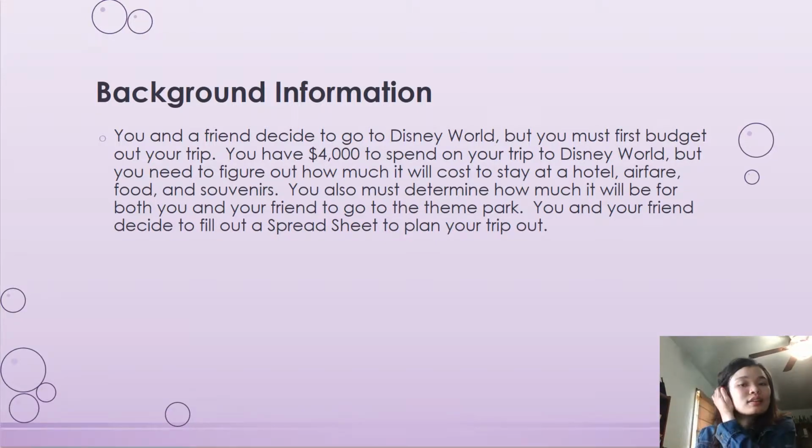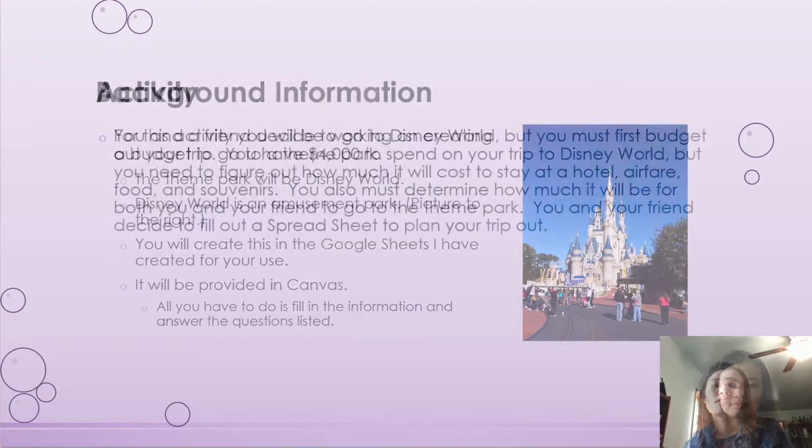So you have to figure out how much it's going to cost to stay at a hotel, how much it's going to cost to fly there, how much food is going to cost, and how much you will have to spend on souvenirs. You're also going to determine how much it will be for both you and your friend to go to the theme park, and you will determine how much it'll cost just for one person. You and your friend decide to fill out a spreadsheet to plan your trip out.